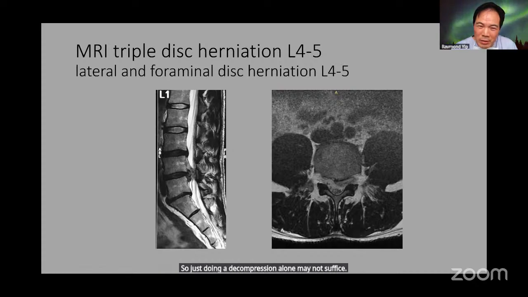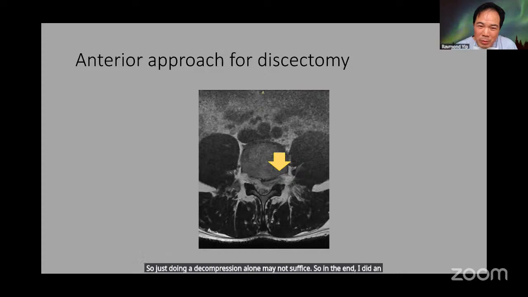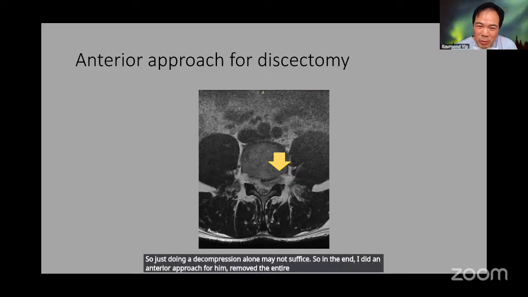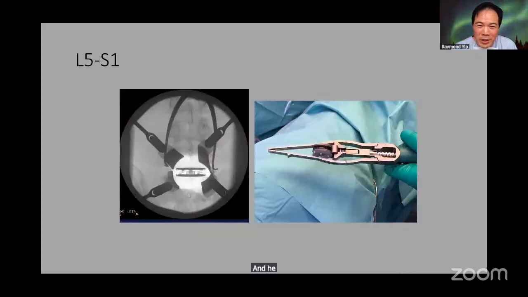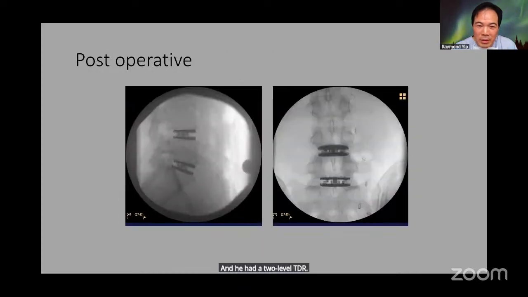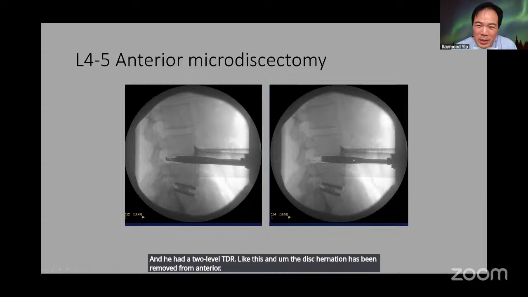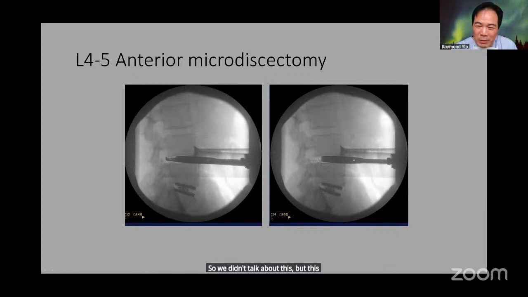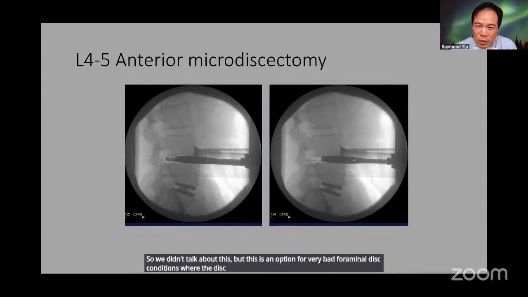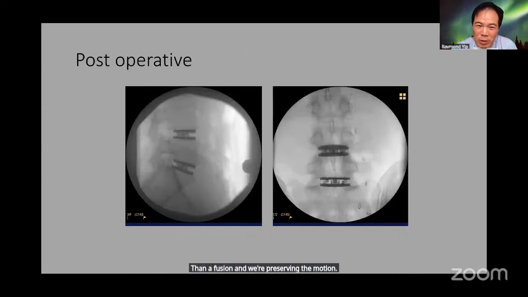So in the end, I did an anterior approach for him, removed the entire disc and also removed the foraminal disc herniation. And he had a 2-level TDR like this. And the disc herniation's been removed from anterior. So we didn't talk about this, but this is an option for very bad foraminal disc herniations where the disc is unstable. So instead of a fusion option, there is always a TDR option. It's less invasive than a fusion, and we're preserving the motion. So he had a 2-level TDR.